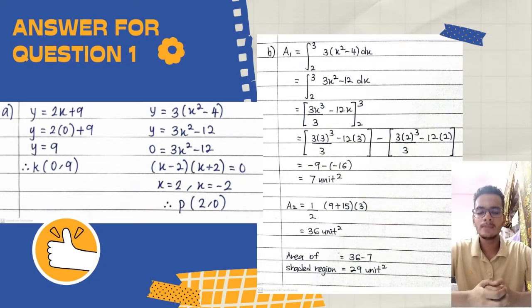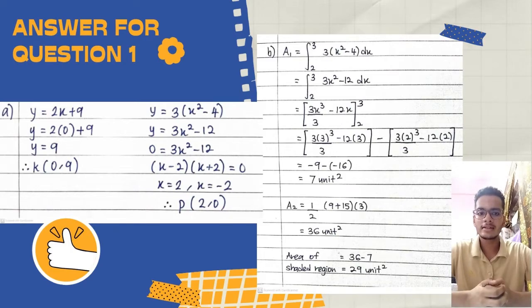For the coordinate of P, at point P, the y value is 0. So we substitute y with 0 in the equation y equals 3(x squared minus 4). So we write y equals 3x squared minus 12, because we have to expand the equation. So 0 equals 3x squared minus 12, and we can factorize this and get (x minus 2)(x plus 2) equals 0, and we get two values for x, which are 2 and negative 2.